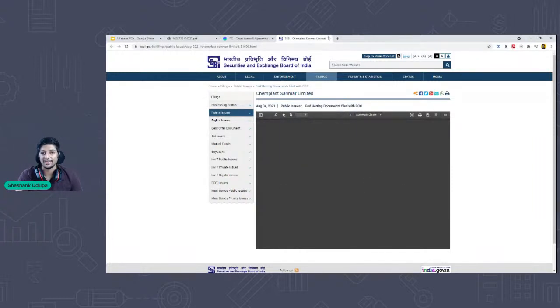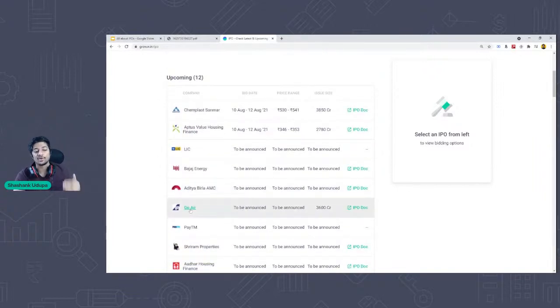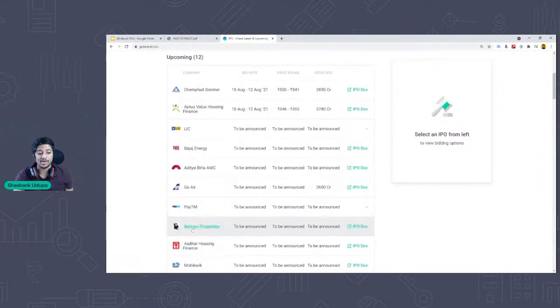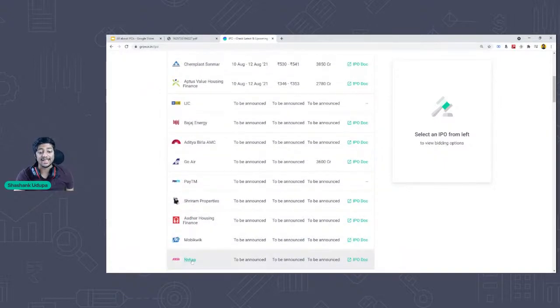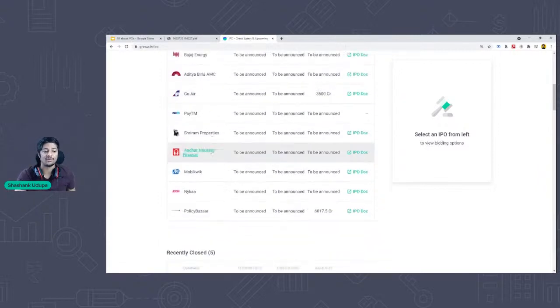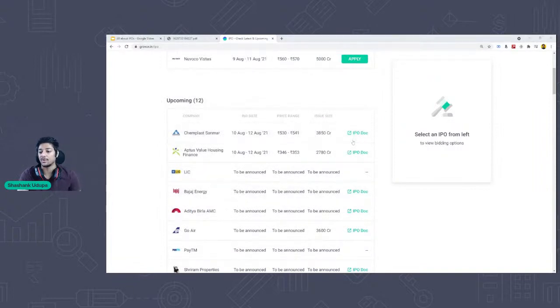So this will load. SEBI website sometimes a little slow, but you can see this and see what all is coming, guys. There's GoAir IPO coming. There's Paytm IPO coming. There's Aadhar Housing Finance coming as well. MobiKwik IPO is coming. Nykaa IPO is coming. Aditya Birla AMC, Bajaj, LIC, biggest IPO of India is coming. Policy Bazaar is coming. So all this information you can find on the Groww website itself.